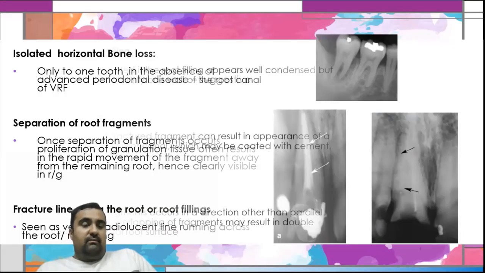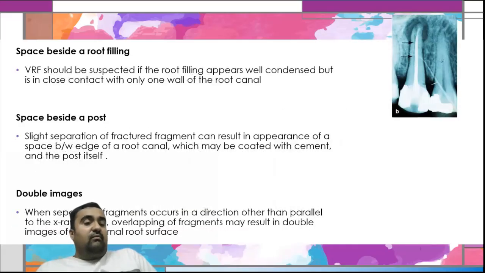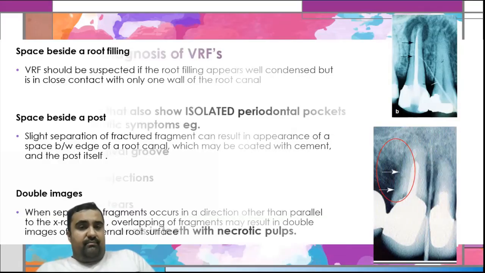Vertical root fractures should be suspected if the root filling appears well contained but is in very close contact with one wall of the root canal. Always note the space beside the post. Slight separation of the fracture fragment can result in the appearance of a space between the edge of the root canal, which may be coated with cement, and the post itself. It could have a double image like appearance.